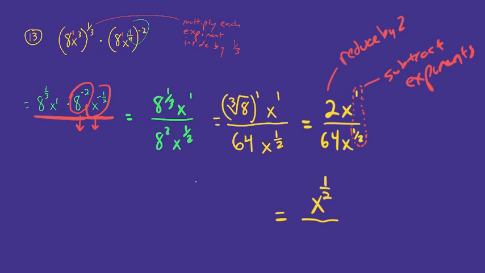And then 64 reduced by 2, reducing these parts by 2. That becomes 1. I left off the 1 in front of a variable. 64 reduced by 2 is 32.